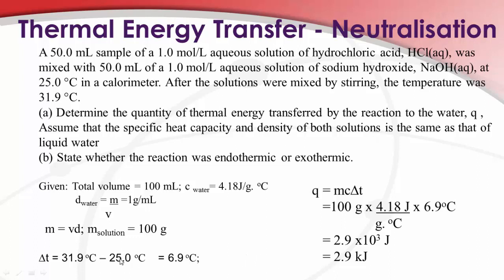So the temperature change, it went up 6.9 degrees C. The heat capacity is simply the density of water times 100 mL. Remember, we mixed two 50 mL samples together. And we get 2.9 kilojoules was given off by the reaction. The fact that the temperature went up indicates that this is an exothermic reaction.